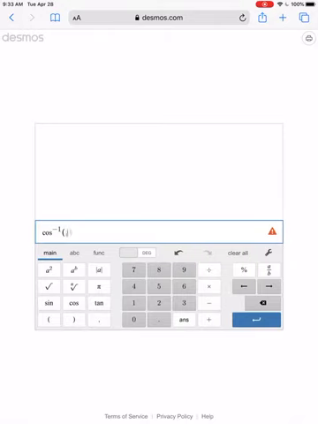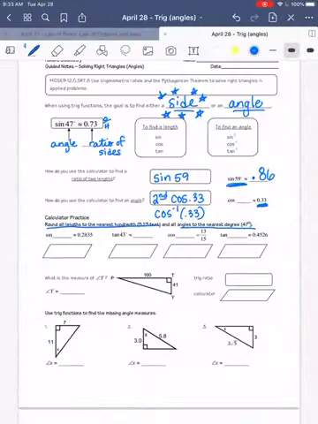I'm going to go back to main and then type in 0.33, close parentheses and hit enter. Okay, so you see it's 70.7. So 70.7 is going to round up to 71 degrees.